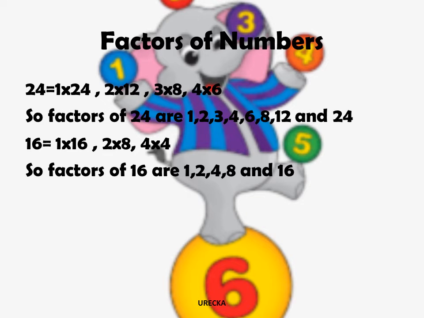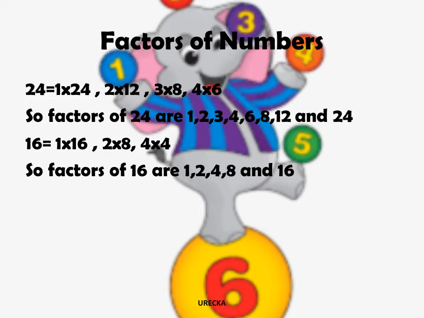So for instance, just take the numbers 24 and 16. If we find out the factors of 24 and 16, first let us take 24. 24 can be written as 1 times 24, 2 times 12, 3 times 8, and 4 times 6. So the factors of 24 are 1, 2, 3, 4, 6, 12, and 24. And remember, these numbers consist of prime as well as composite numbers, and obviously one is a unique number.